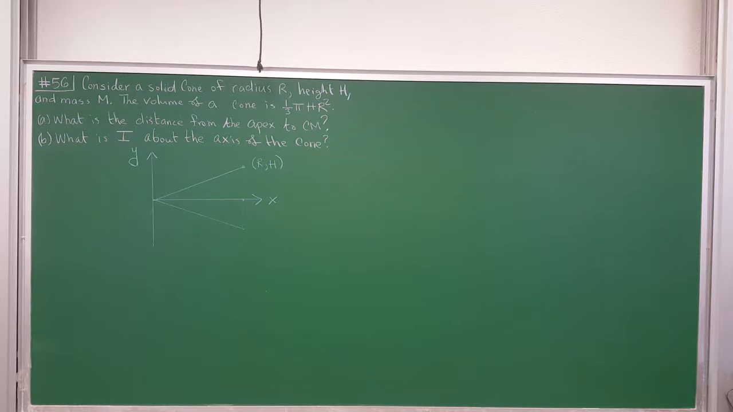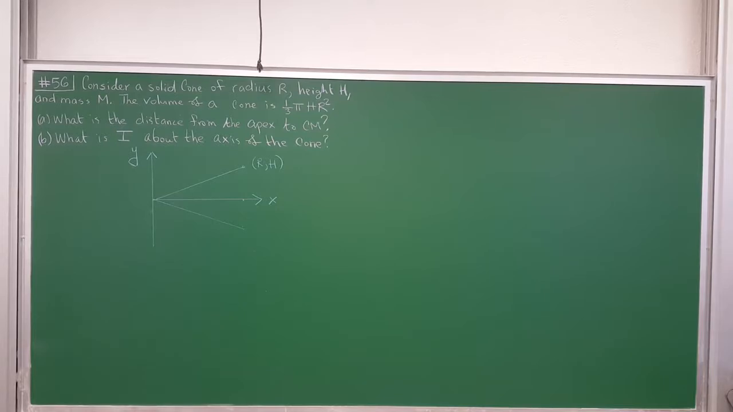Okay, so in this first problem, it says, consider a cone of radius r and height h and mass capital M. The volume of a cone is 1/3 pi h r squared. They gave you that fact. What is the distance from the apex to the center of mass, and then what is the moment of inertia, I, about the axis of the cone?